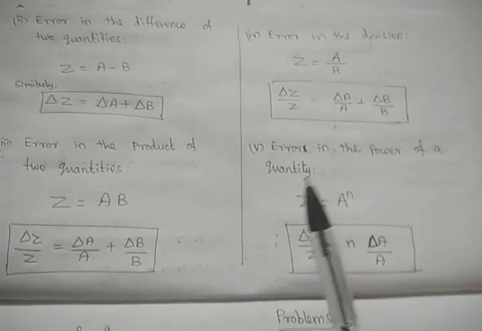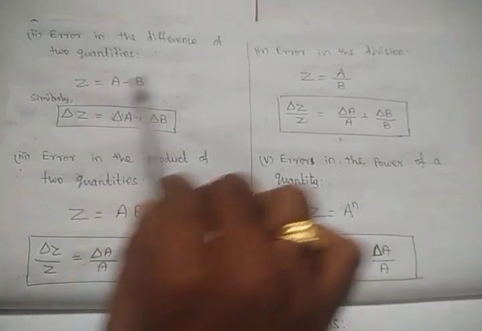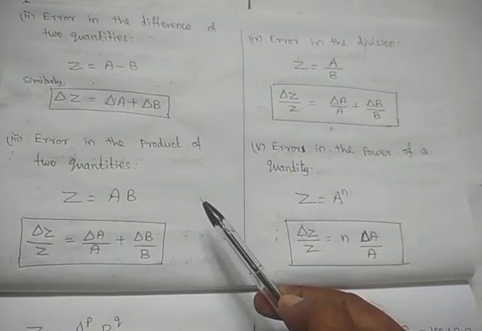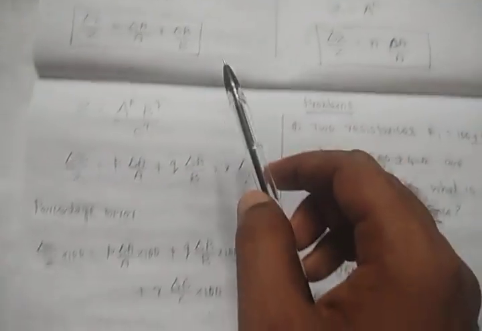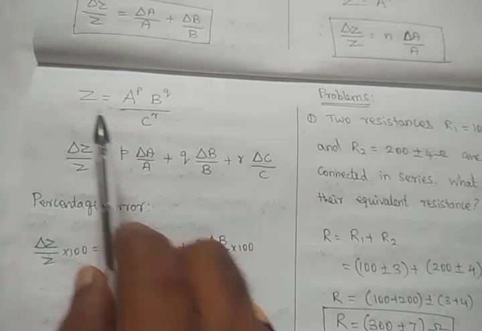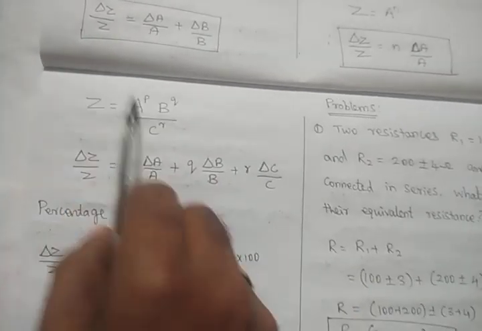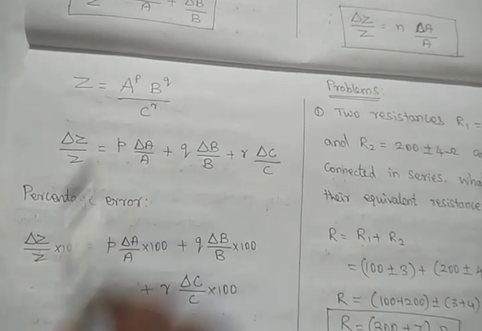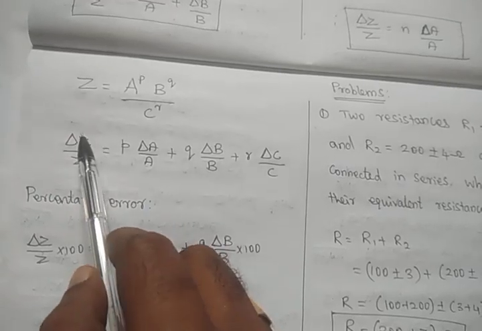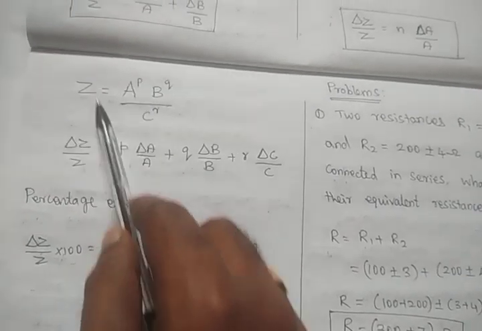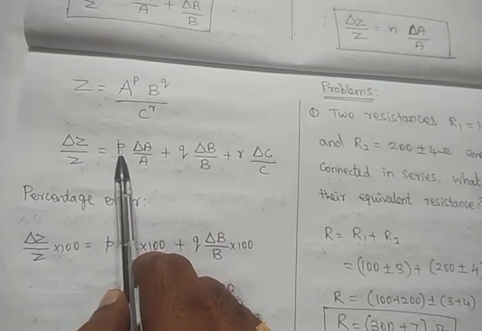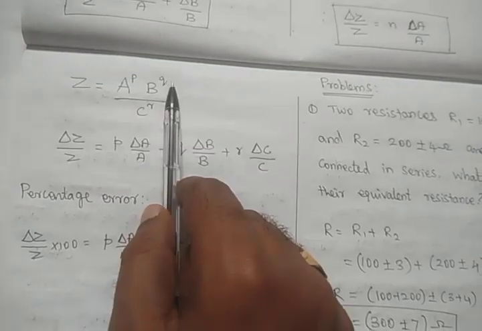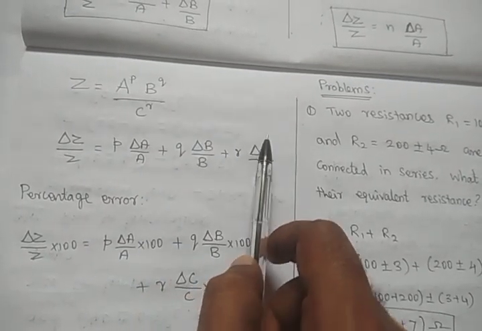Listen students, we are seeing only the formulas. We are not deriving how it is arriving. Now by using these formulas, we are going to see the problems. Let us see another quantity. The expression may be represented in this form: Z is equal to A power P, B power Q divided by C power R. So we can write delta Z by Z is equal to P into delta A by A plus Q into delta B by B plus R into delta C by C.